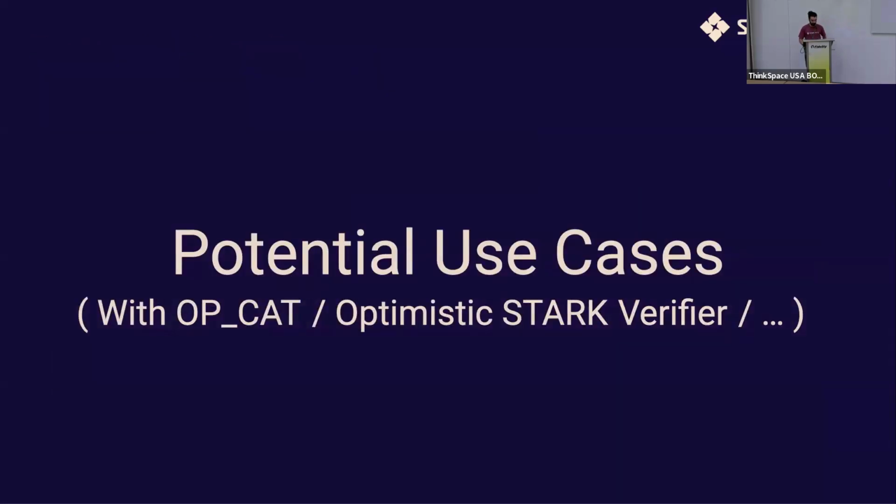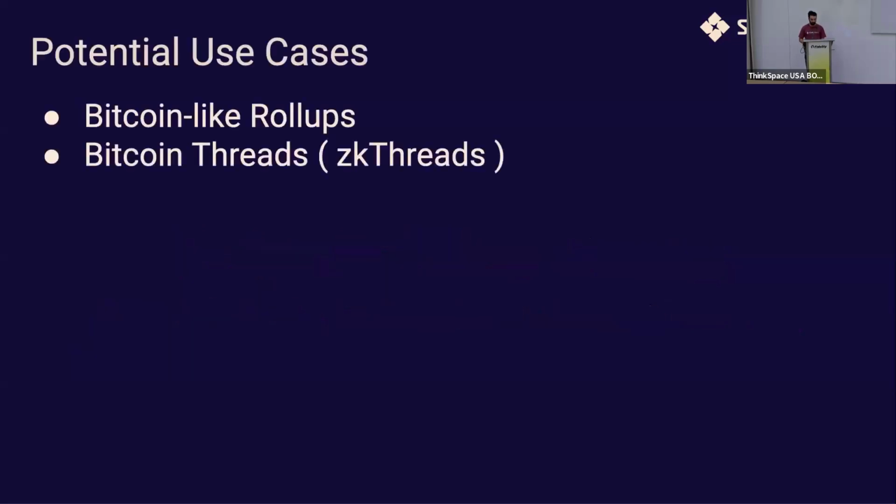I also wanted to put a couple use cases that I think would be interesting if we had things like OPCAT, optimistic Stark verifiers, or if you were just doing it on a separate network that had the ability to create Stark verifiers. And those are Bitcoin-like rollups and something that I'm calling Bitcoin threads. It's also been termed ZK threads by some people at the Starkware team.